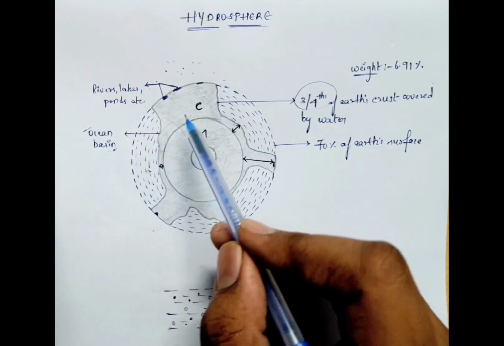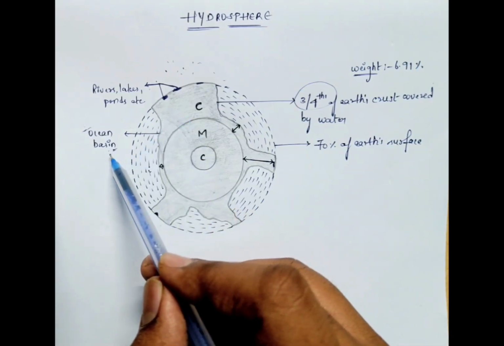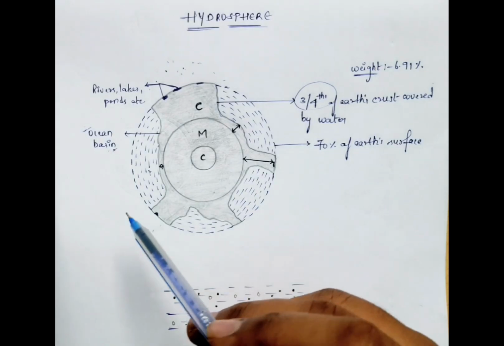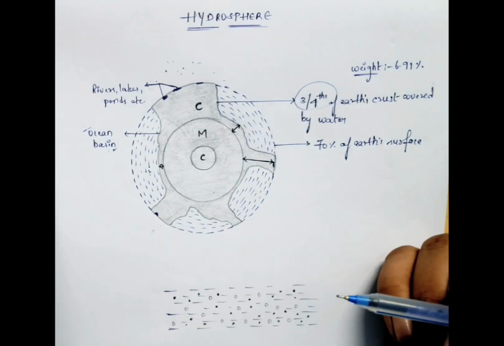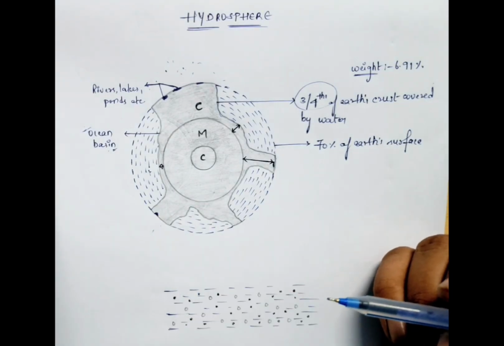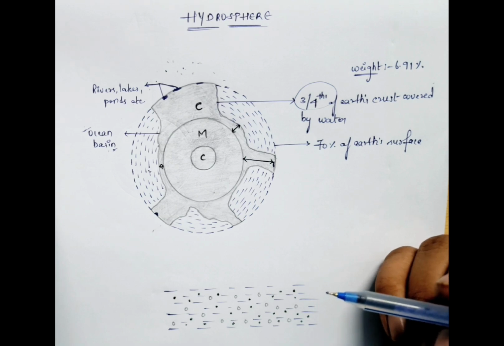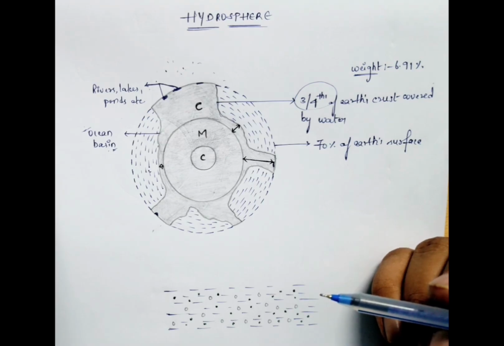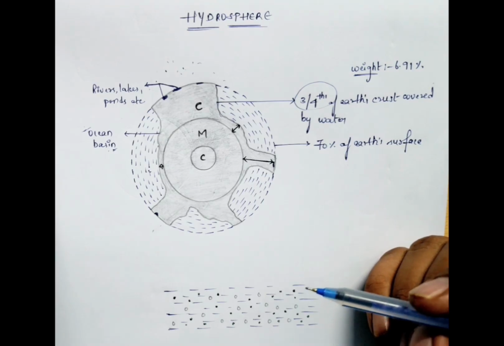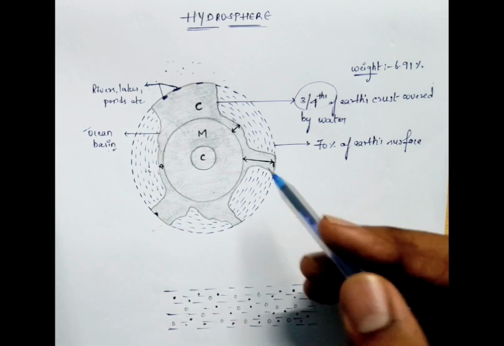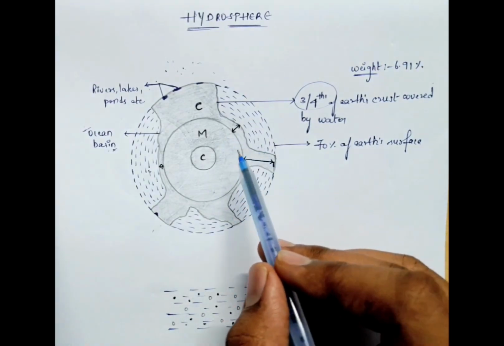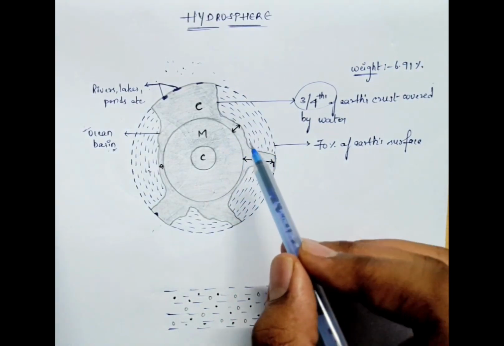Earth's crust contains these ocean basins. And while studying the material, you will come across a point about Earth's crust, that is, it will be 5 to 56 kilometer depth. So why is the difference? This is the reason for that difference.